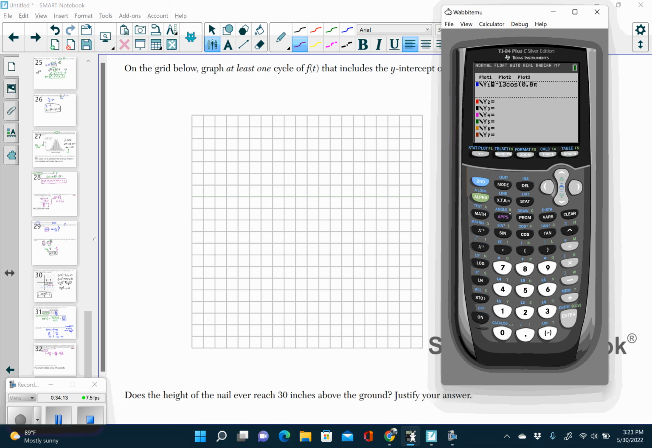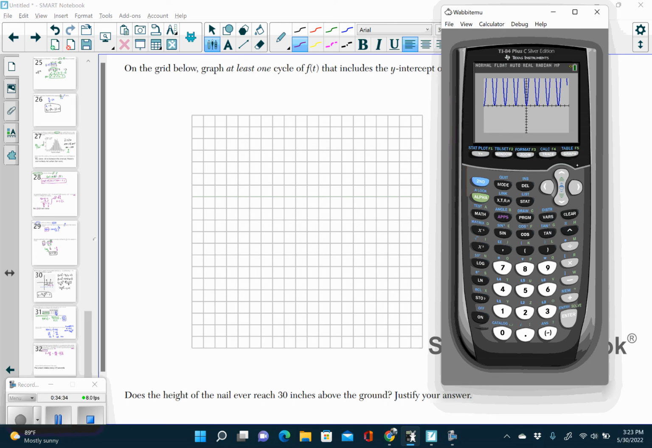And I know I could have stopped the video to just do this myself, but some of you might not know where things are, so I just think it's good practice. And then we go ahead and just graph it, and we're going to get something that looks like this. Okay, so it says graph at least one cycle that includes the y-intercept.